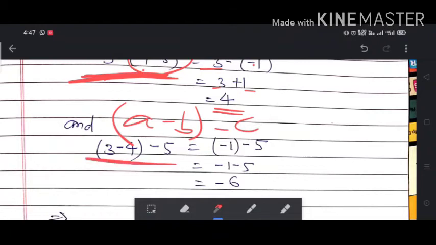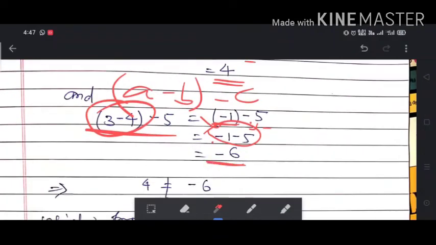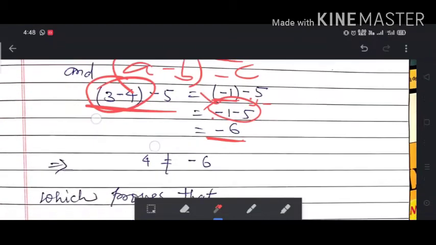So first we write 3 minus 4 minus 5. Here we first solve the numbers inside the bracket. So 3 minus 4 is equal to -1, and then -5. Both -1 and -5 are negative numbers, so they will be added, and here we get -6. So from these two conditions we conclude that 4 does not equal -6.